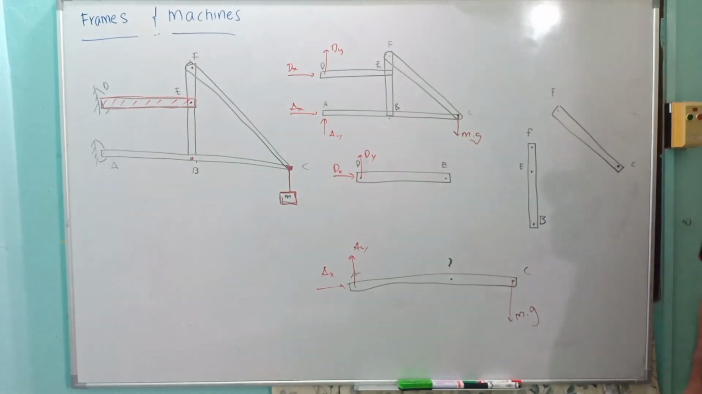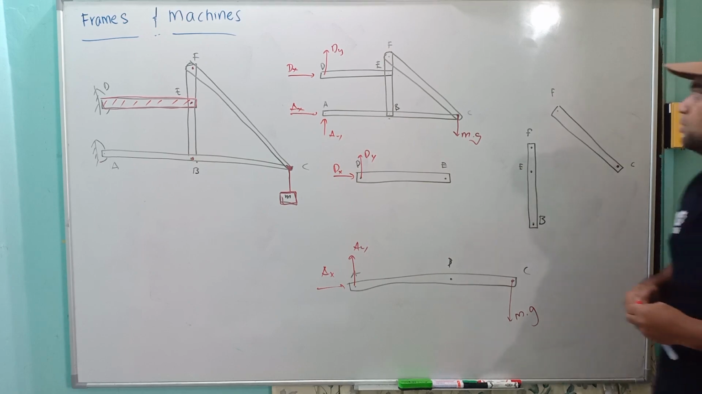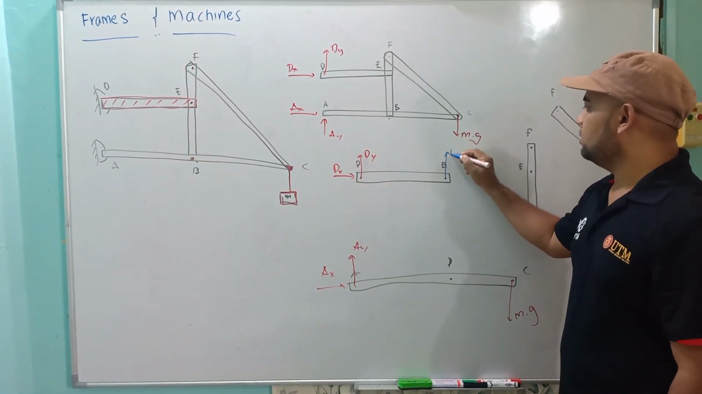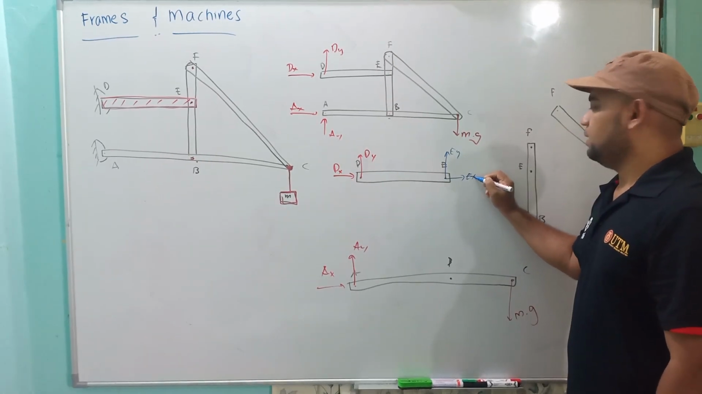So this is correct. Then we go to the other part, which is the shared point. Here we have E and E here. Here I will start with this point: Ey, Ex.